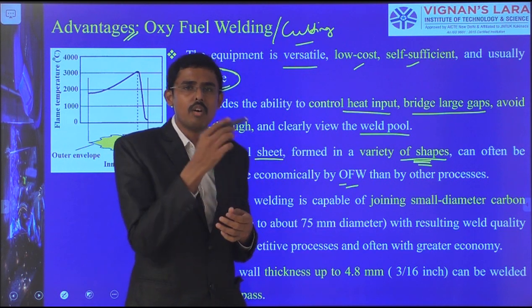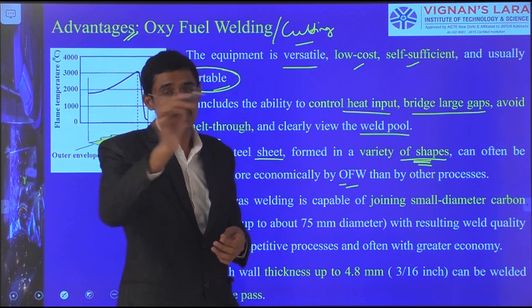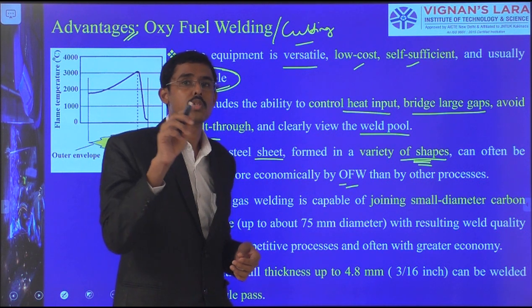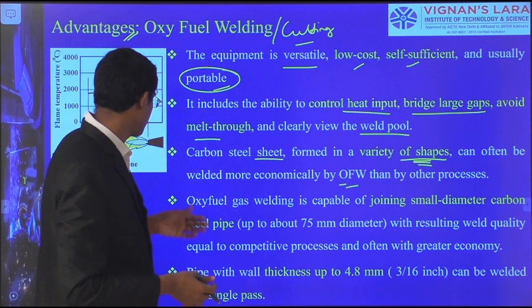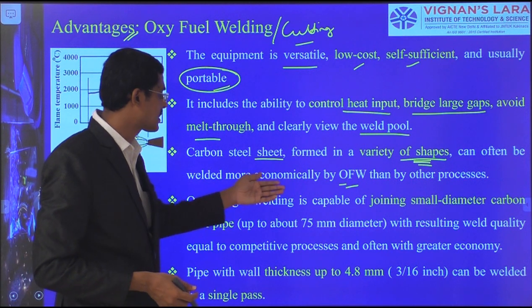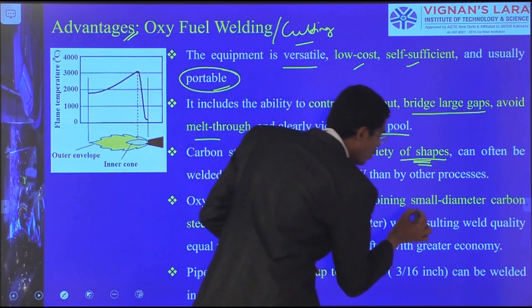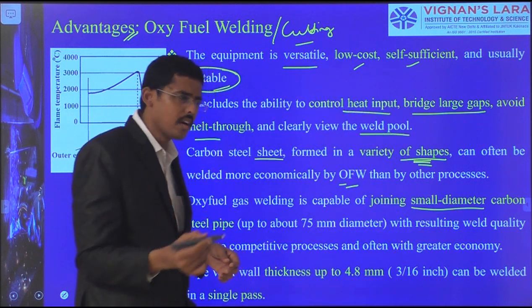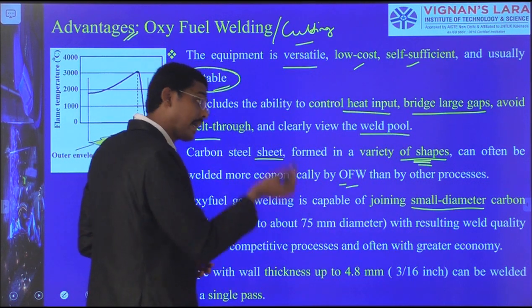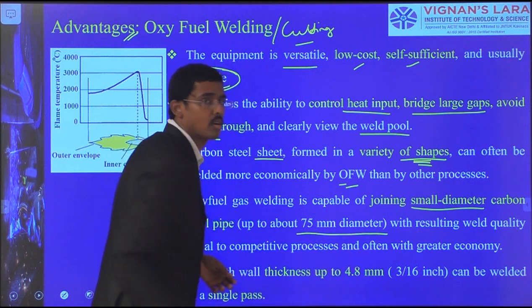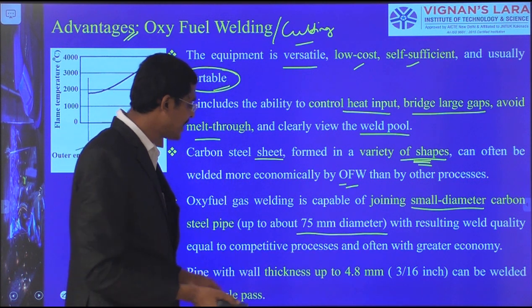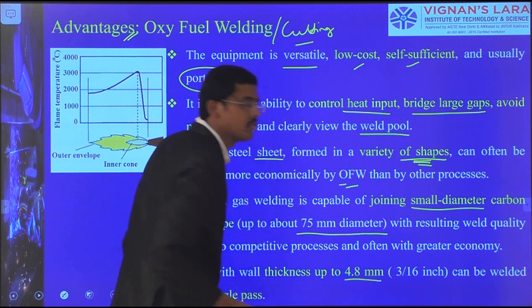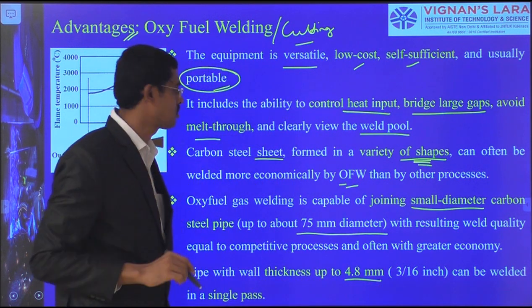Any designs, complicated designs, any positions also. We have seen 1G position, 2G, 3, those any position can also be done here. Oxyfuel gas welding is capable of joining a small diameter carbon steel, small diameter also possible, up to maximum of 75 mm diameter also possible, right? And a pipe with a wall thickness of 4.8 mm, small or large thickness also possible.